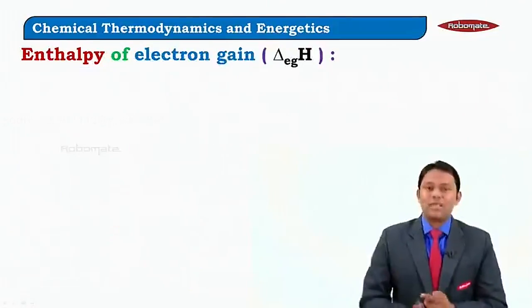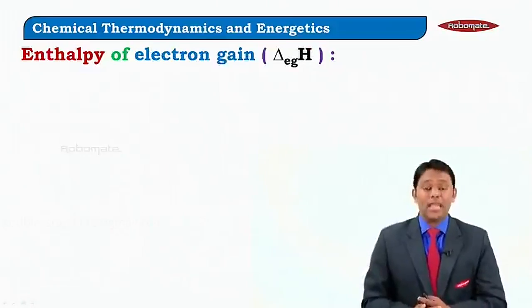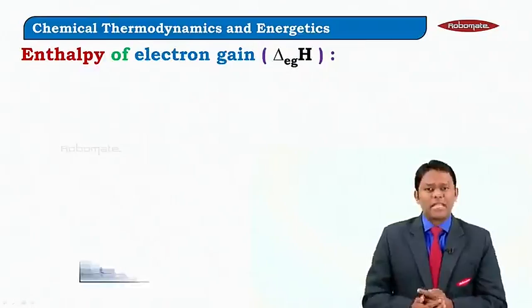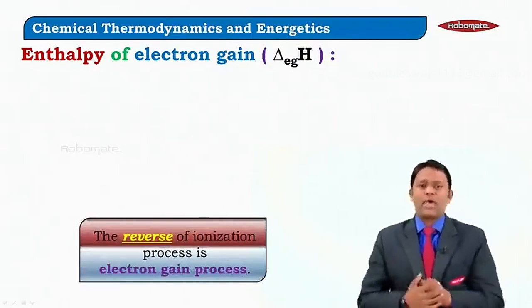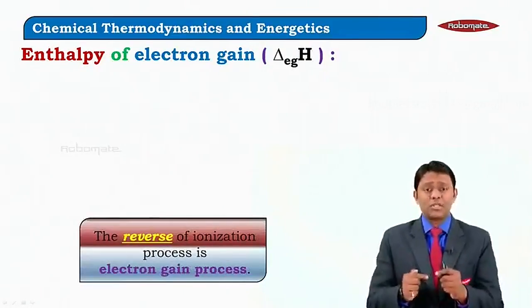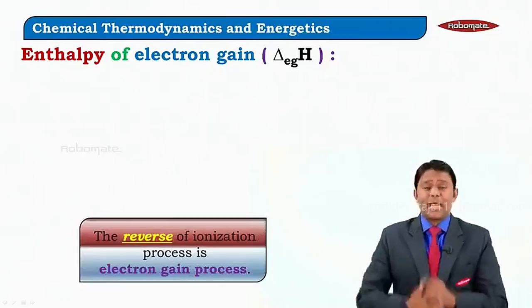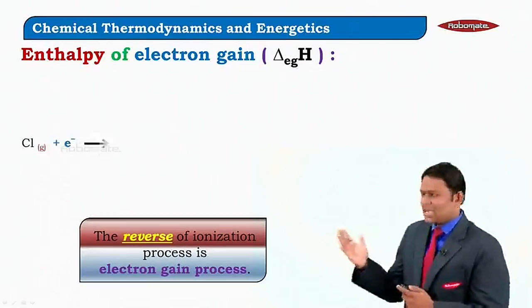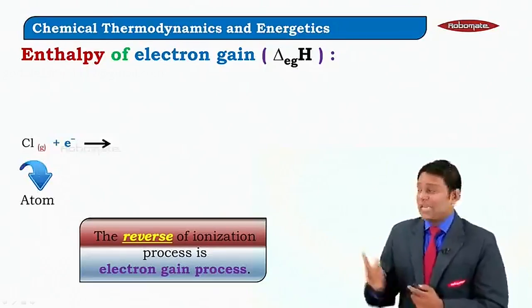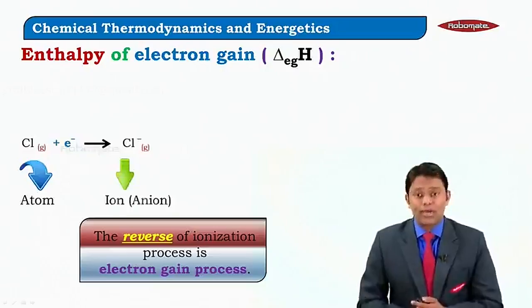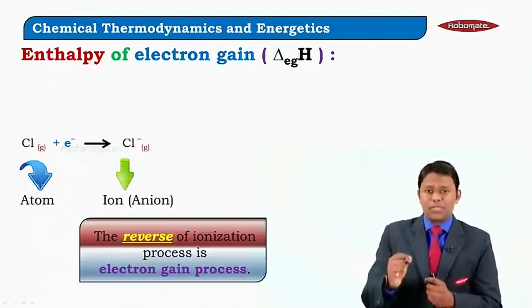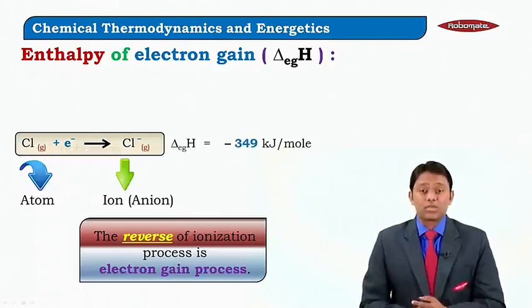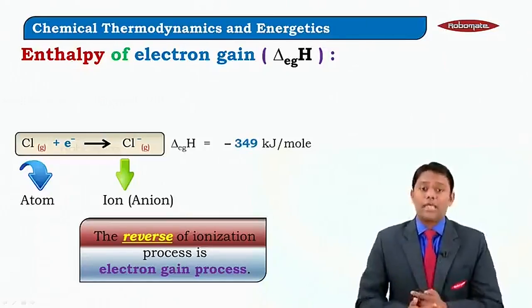We take the next one, that's enthalpy of electron gain, sometimes also called electron gain enthalpy. It is the reverse process of ionization. In ionization, the electrons are lost. In electron gain enthalpy, the electron is taken in. Let's take an example of a chlorine atom which is accepting an electron and getting converted to an ion, to be specific, an anion. The amount of energy associated is 349 kilojoules per mole.